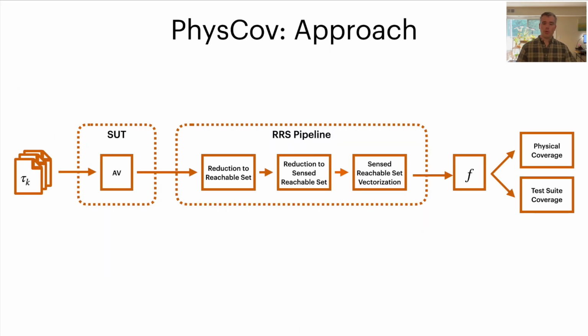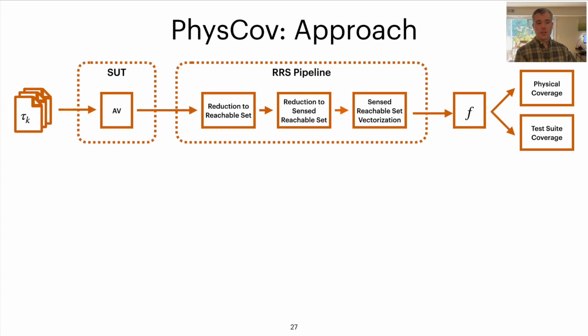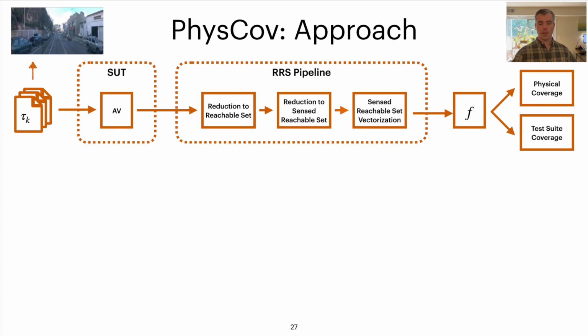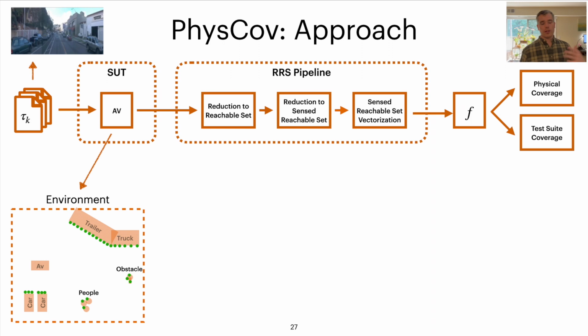Here's our system, which we call the RRS pipeline, which I'm going to explain using an example. It starts with a test. The test could be, for example, driving down a road from point A to point B. Next, we know that this environment or test has a big environment that's practically infinite. So we first look at what the autonomous vehicle can sense, which is represented by the green dots in the box on the bottom left.